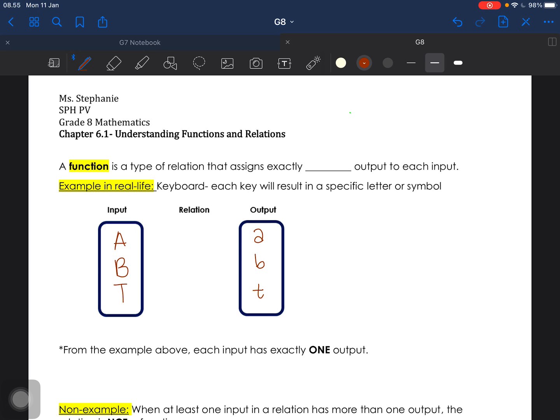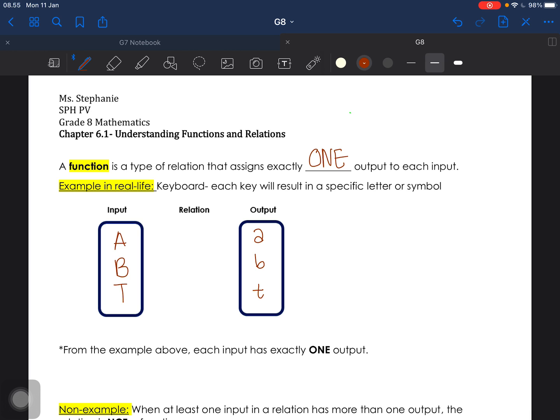Alright, hey grade 8, so this is part 2 to 6.1. A function is a type of relation that assigns exactly one output to each input. So I'll give you an example in real life.